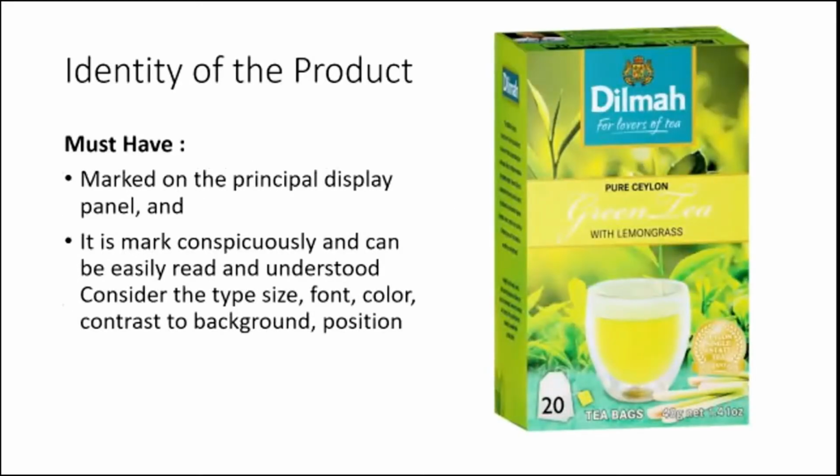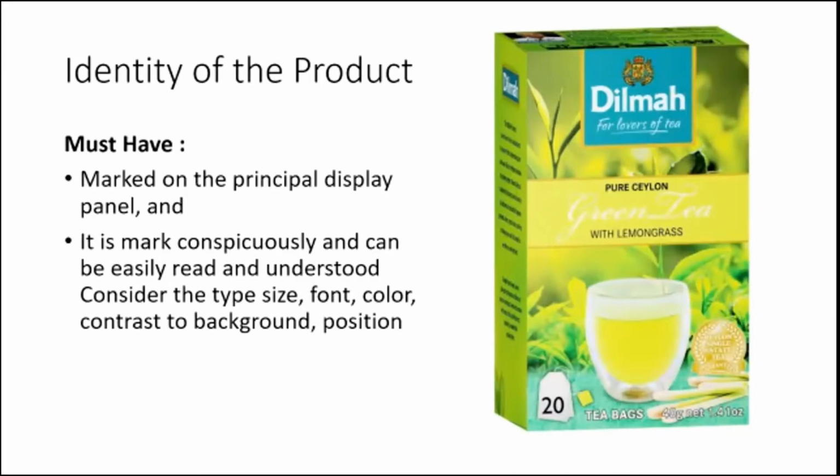First is the identity of the product. So the identity of the product must be marked on principal display panel, and it is marked conspicuously and can be easily read and understood. Consider the type of size, font, color, contrast to background, and position. This is one example of the identity of the product. As we can see, the identity is Dilmah tea bags, and it's pure Ceylon.